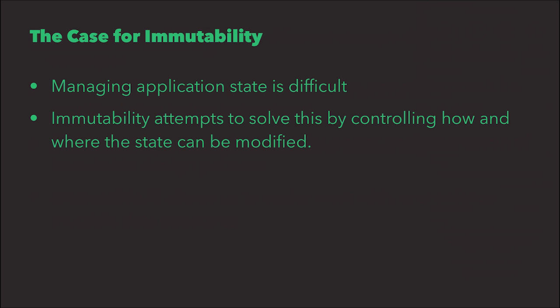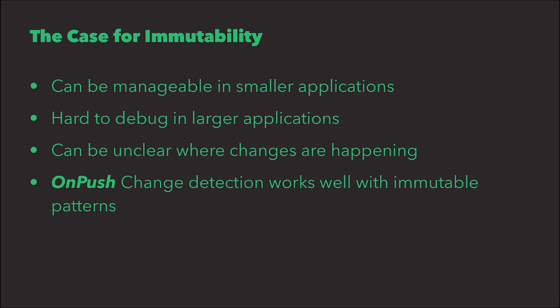So one case for immutability is that managing your application state is difficult when you have many parts of your application all holding a reference to the same object and then modifying that object in ways that you don't always control, or potentially even replacing that whole object. You're going to have a scenario where your application state starts to fall out of sync and changes aren't propagating through your system how you would expect. Immutability attempts to solve this by controlling how and where the state can be modified.